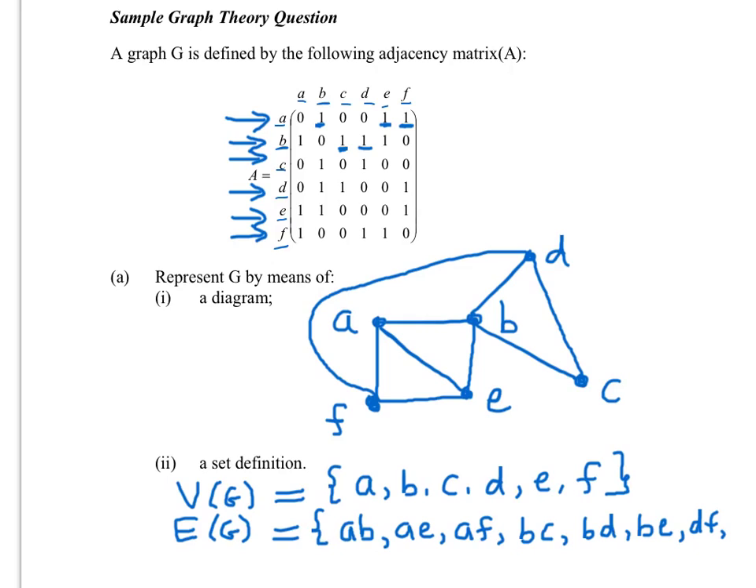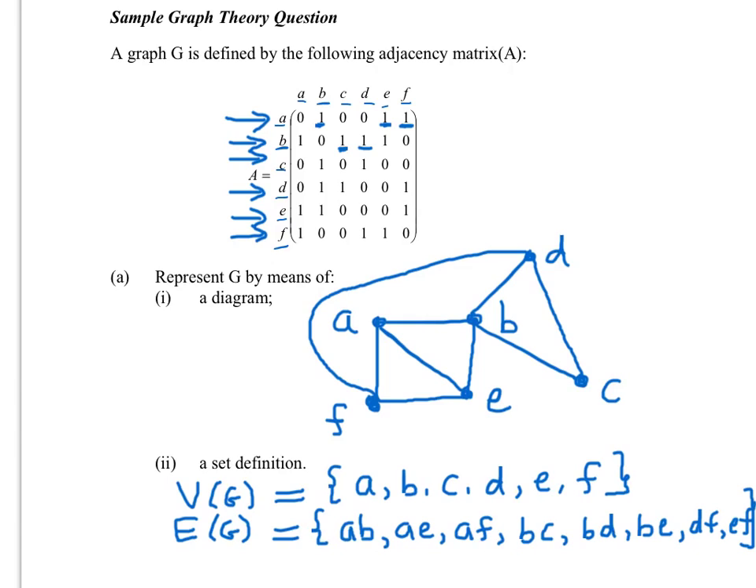E is connected to B, we have that. But the last one we haven't got is E is connected to F. If we move on to F, F is connected to A, D, and E, and we have already listed them, because an edge, let's say AB, is the same as the edge BA, so you don't write them down twice. So what I do then is I just close the brackets and I have the answer for a set definition of the graph G.